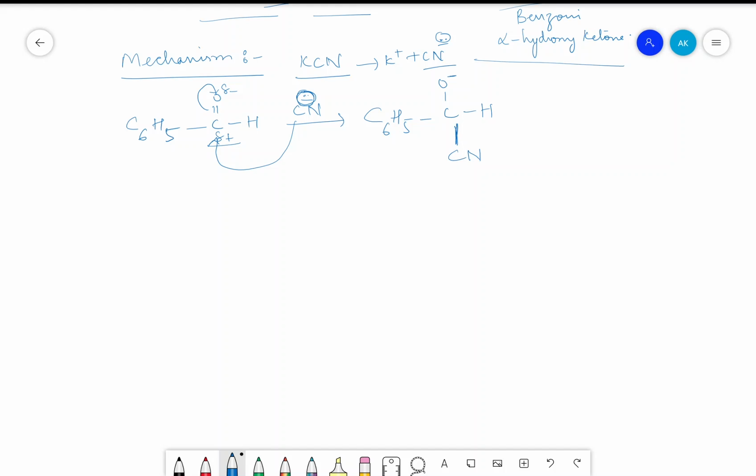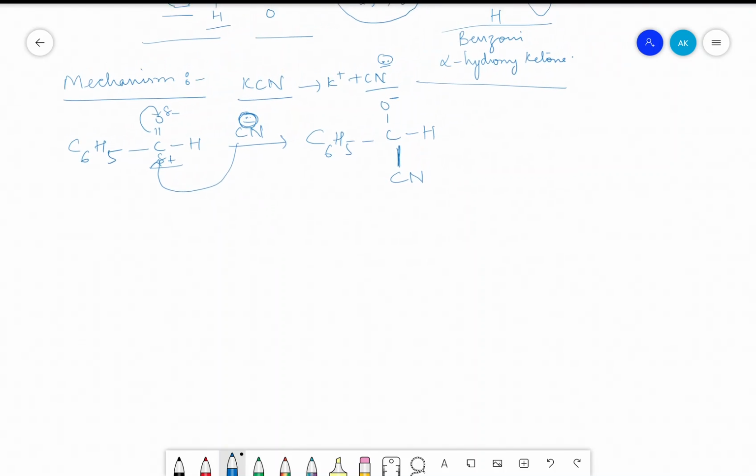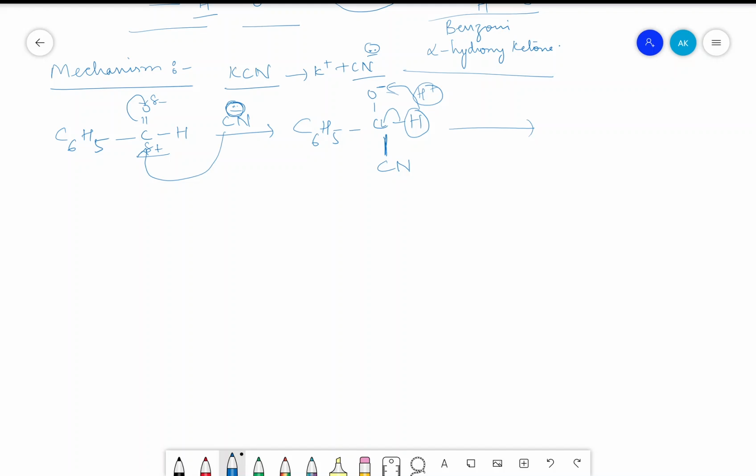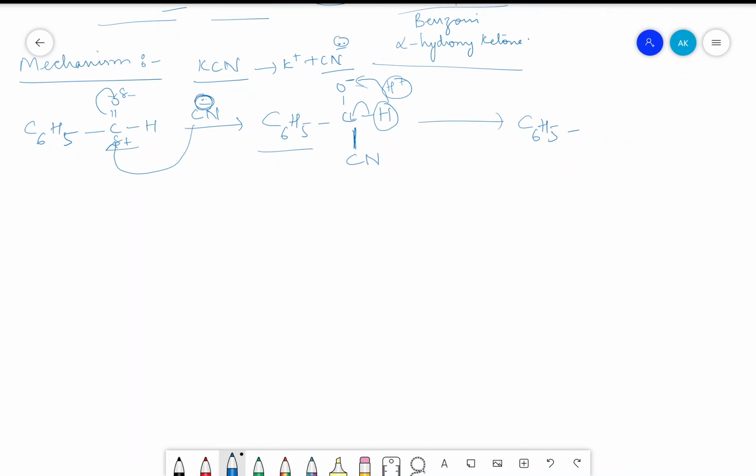This is followed by transfer of this particular hydrogen towards the negative charge on oxygen. So this hydrogen will be transferred in the form of a proton. This results in the transfer of this bond towards carbon. So this will be represented as C6H5 as it is. Carbon and O will form a bond with hydrogen.